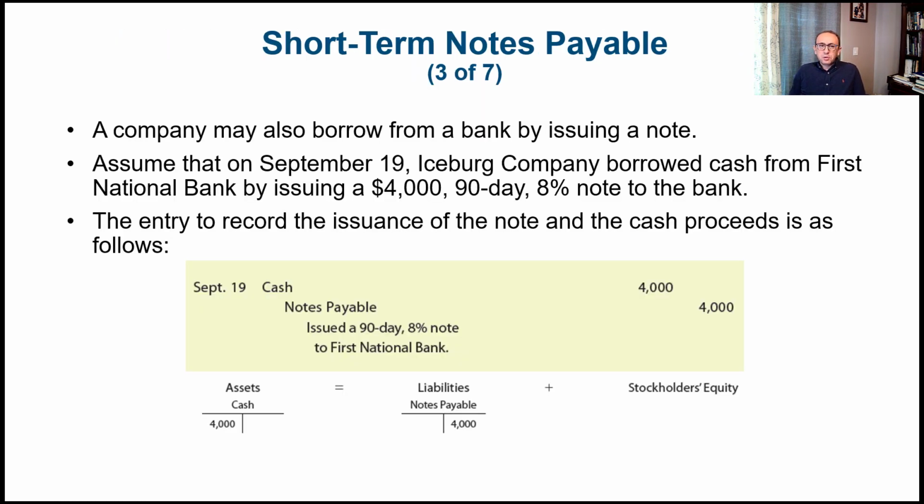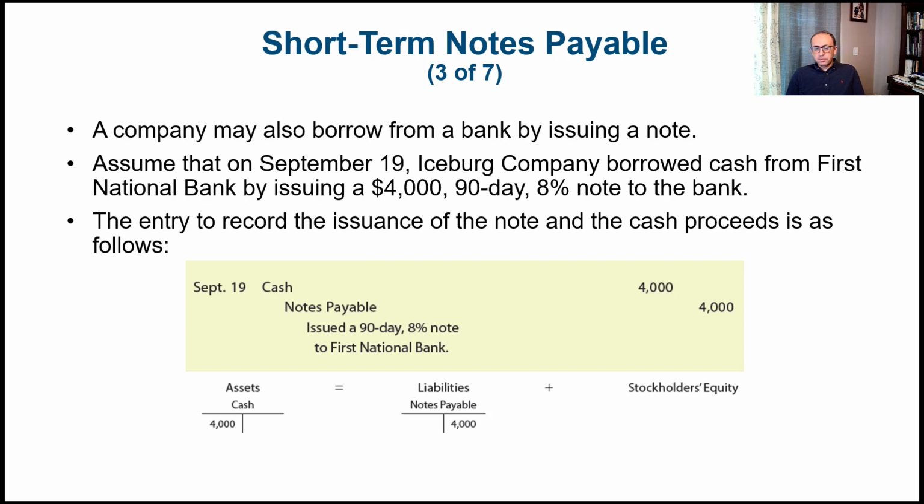So a company may also borrow from a bank by issuing a note. Sometimes instead of issuing a note to the supplier or to the creditor, the creditor is a bank, and I'm just borrowing cash. It's not that I'm buying inventory or anything like that.